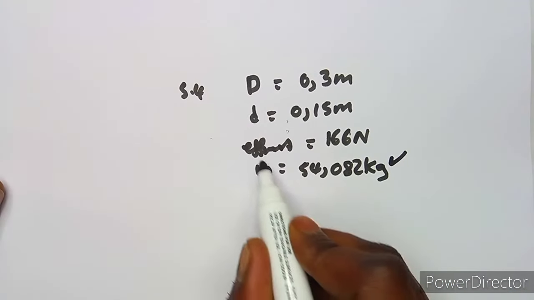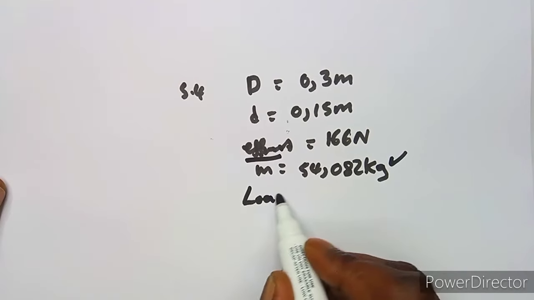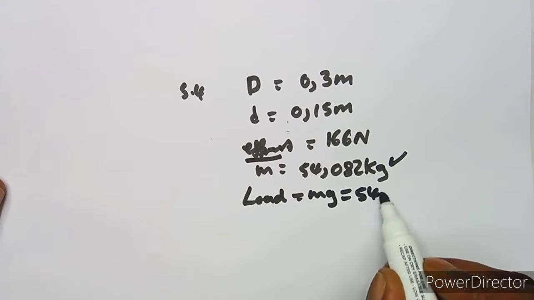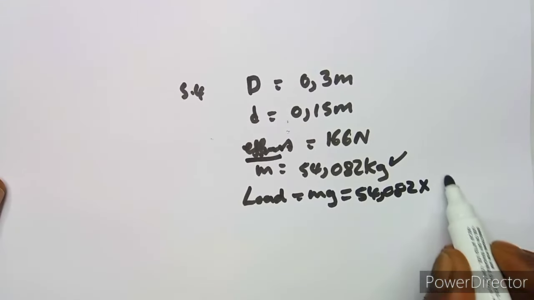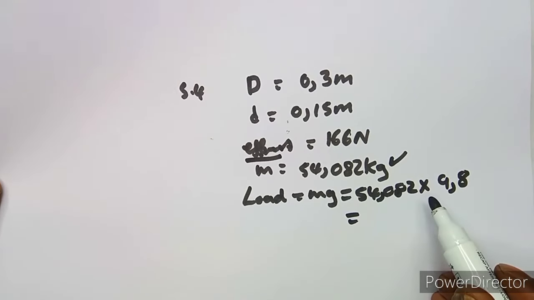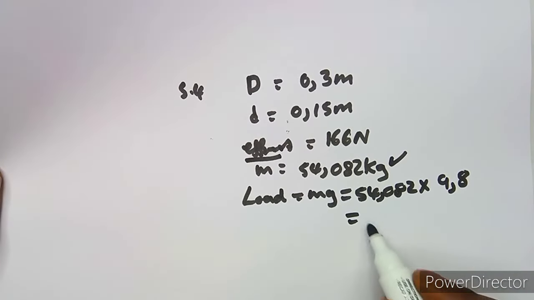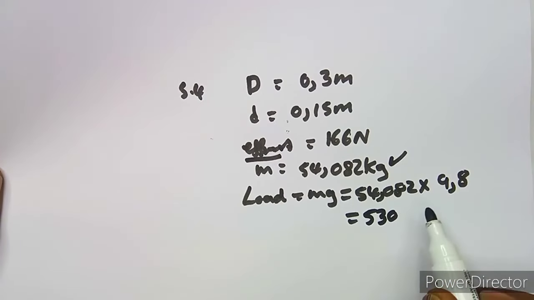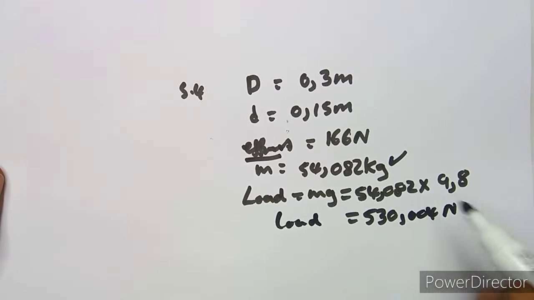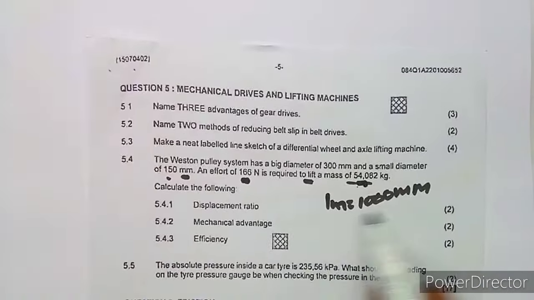So why have the mass? Because whenever you've got effort, there must also be a load, and load is equivalent to mg, which is 54.082 times g, which is 9.8. So 54 times 9.8 is going to be 530.004 Newton, rounded. Which means the load is there, the effort is there. All right, so anyways, let us see what we have.